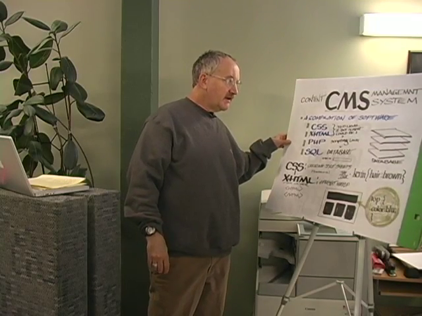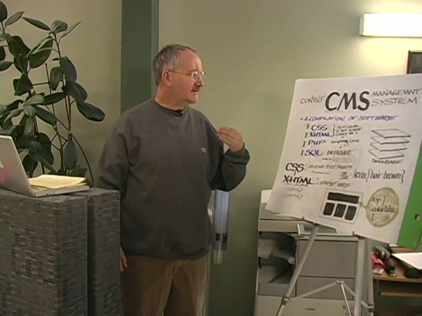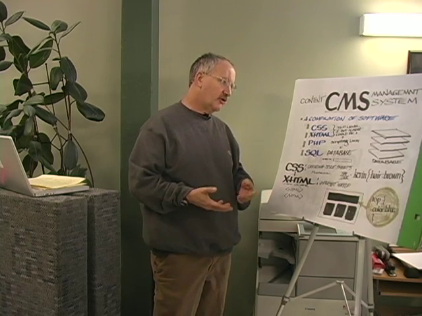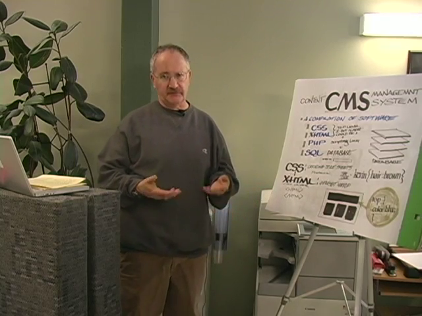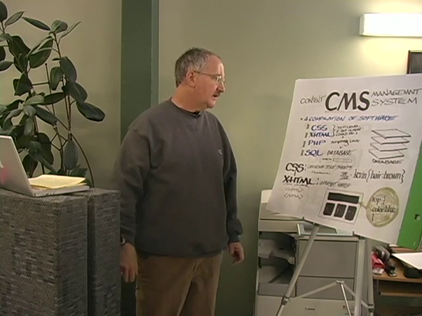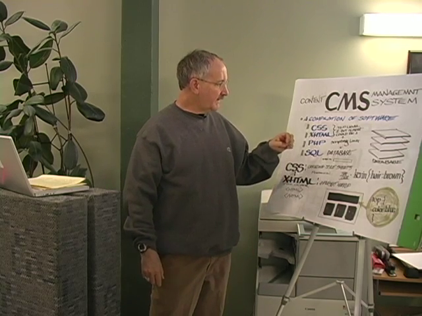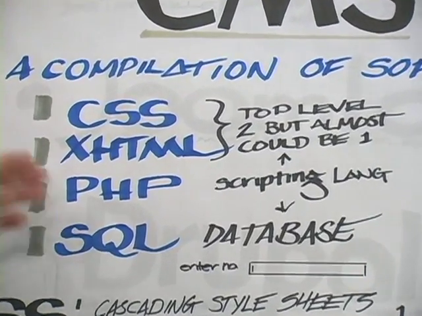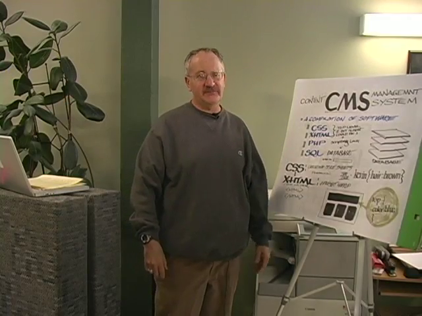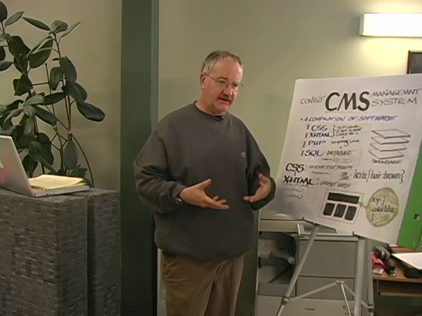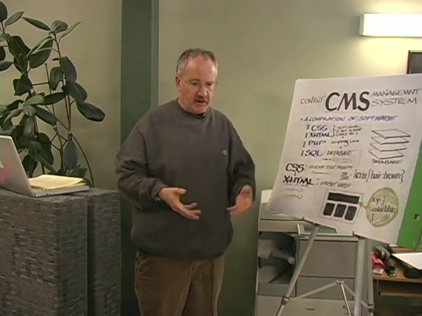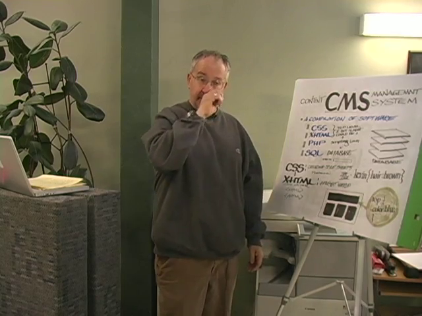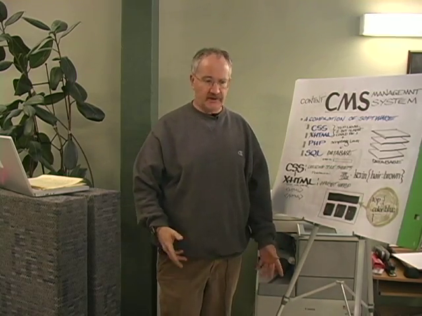So, what's a content management system? Well, it's a compilation of software which is all open source. It's available to the public for free, open source meaning free. It's made up of CSS, XHTML, PHP, SQL. So, a CMS creates a dynamic site. You can have blogs, you can have polls, you can have basically any type of interactivity you want, forums, whatever.